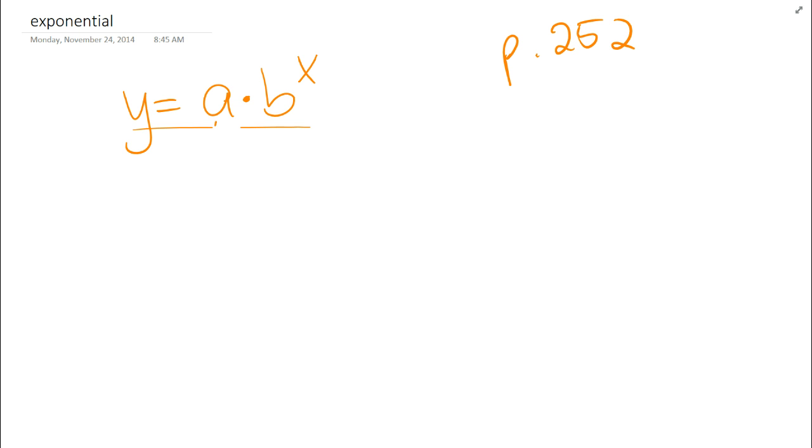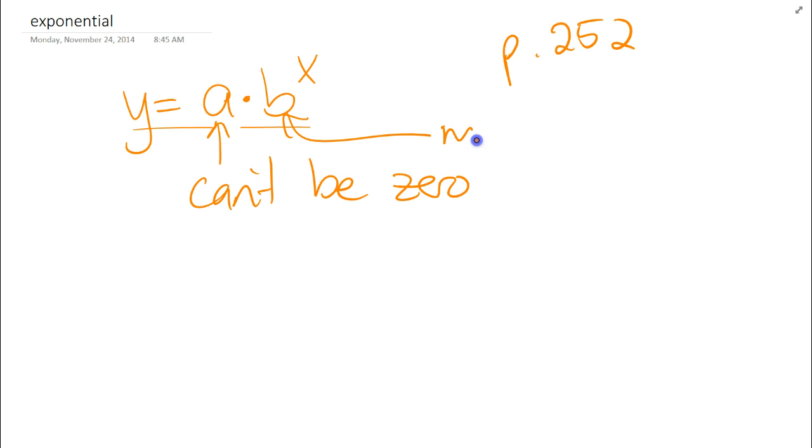A couple of things we need to note here. A can't be 0. Why? Because then the whole thing would be 0, and then you have no function at all. That would just be a constant function of y equals 0. B has to be positive.